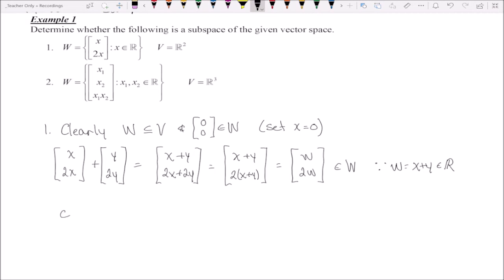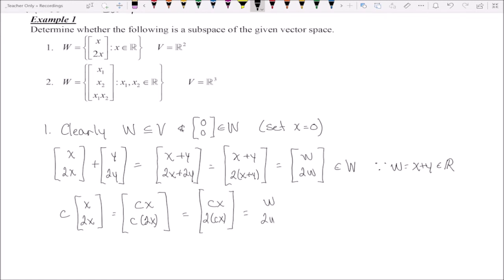To check under scalar multiplication, take C times (X, 2X). This will be (Cx, C·2X). That'll be (Cx, 2 times Cx). Replacing Cx with W, we get (W, 2W). That also satisfies the condition to be in W, right? Because W, which is a real number times a real number, is itself a real number.